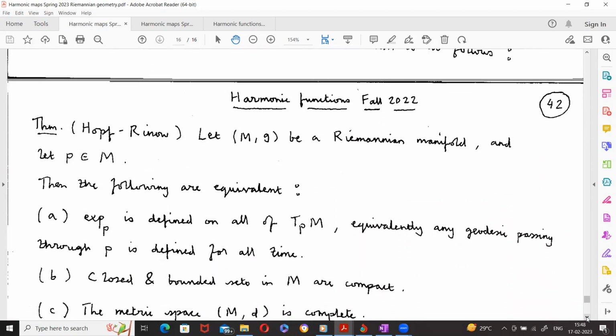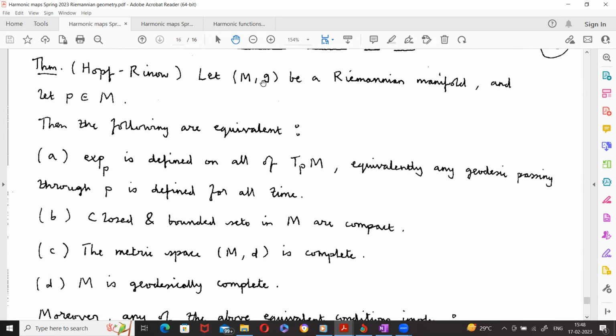So the Hopf-Rinow theorem states the following. Let M be a Riemannian manifold and let P be a point on M. Then the following are equivalent. First of all, the exponential map based at P is defined on all of TPM. That means that any geodesic passing through P is defined for all time. Secondly, this is equivalent to closed and bounded sets in M being compact.